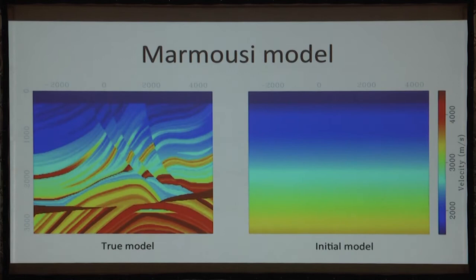Okay, so now let me show you an example using the Marmousi model. The two models you are all familiar with are on the left. The initial model is a one-dimensional gradient model where the maximum velocity is 3,500 meters per second. We are also testing this in a strictly reflection regime, where 51 shots are placed on the surface. All the receivers are on the surface. The maximum offset is 500 meters.